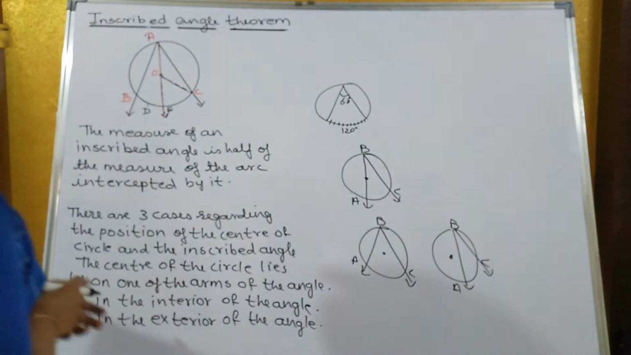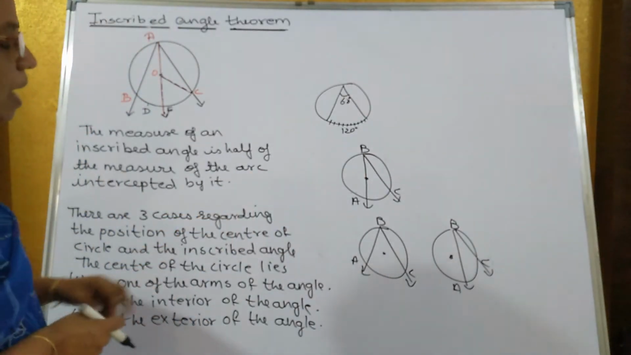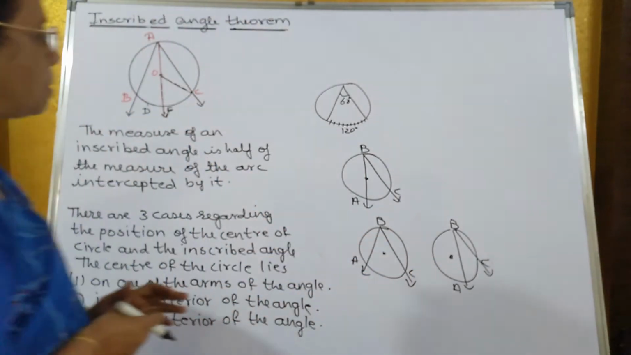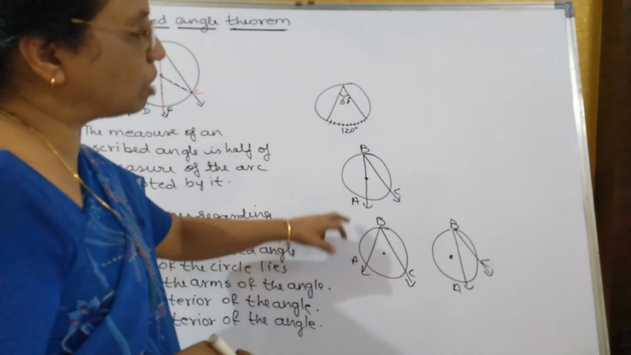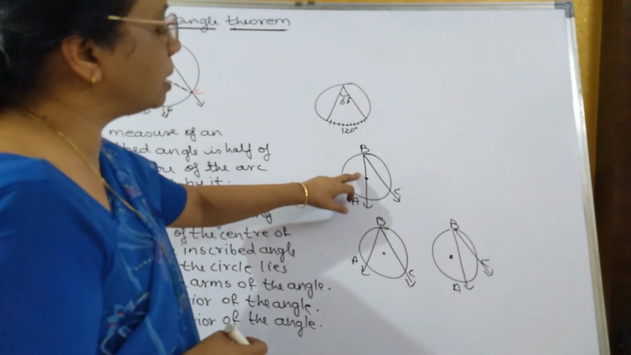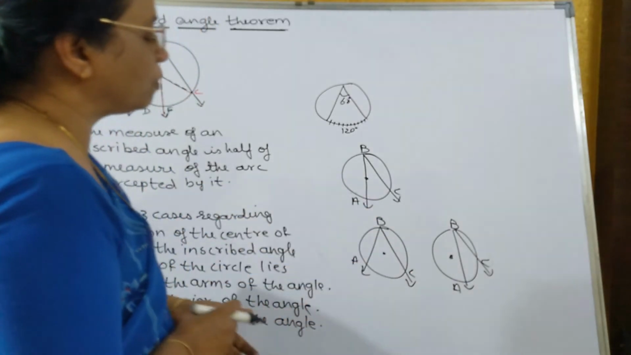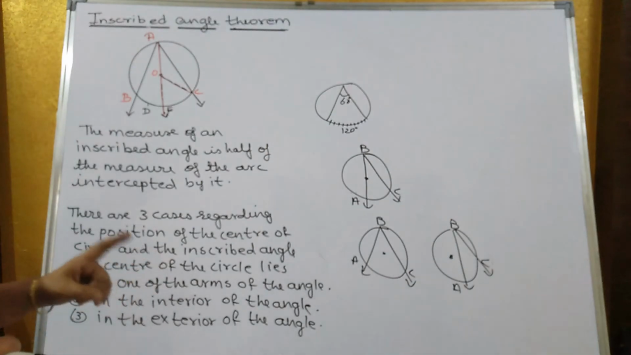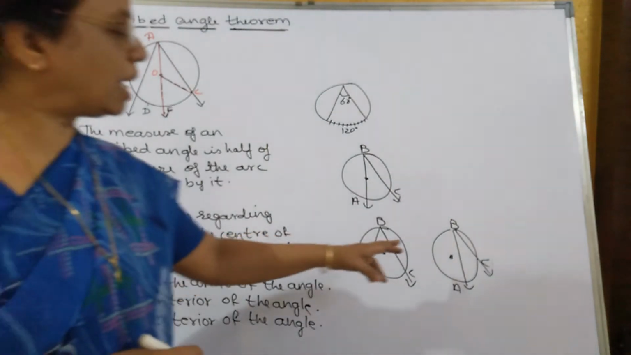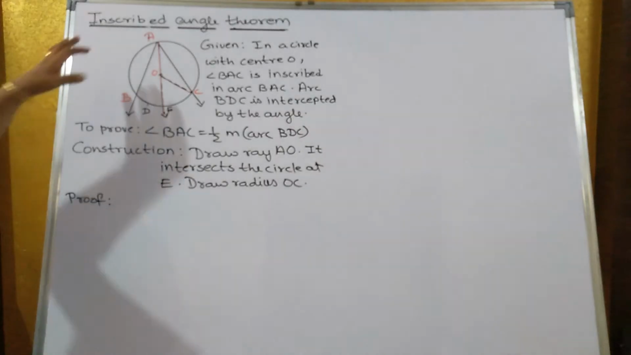The first two can be done in one proof, and the third one I'll be showing you separately. So the first and the second one, that is if the center is on one of the arms of the inscribed angle, and if the center is in the interior of the inscribed angle, this can be done in one proof, and the third one I'll be showing you separately. Now, proof of the inscribed angle theorem.